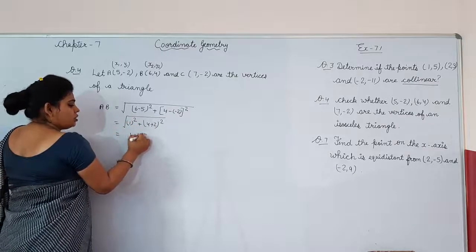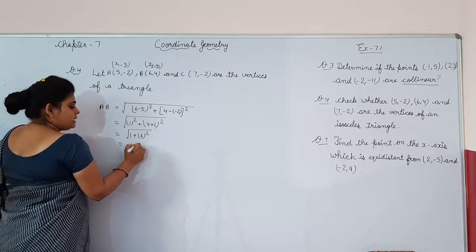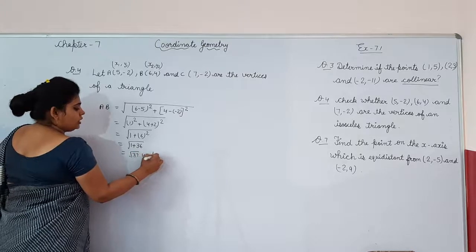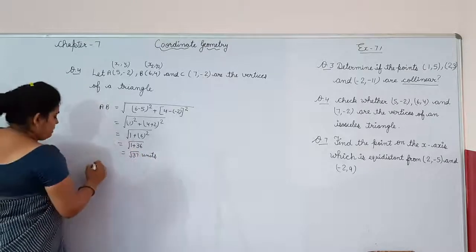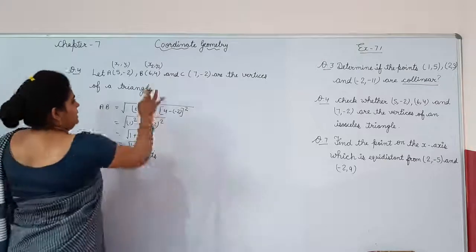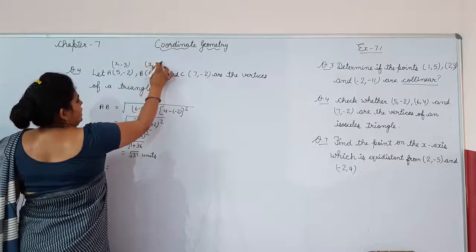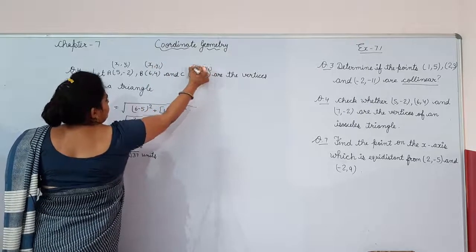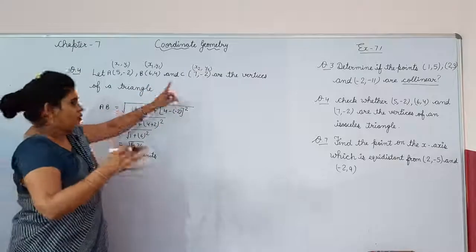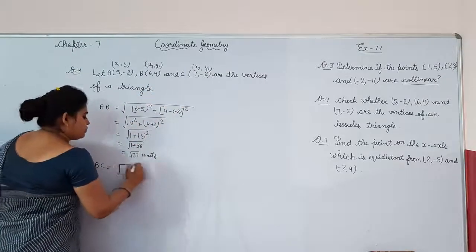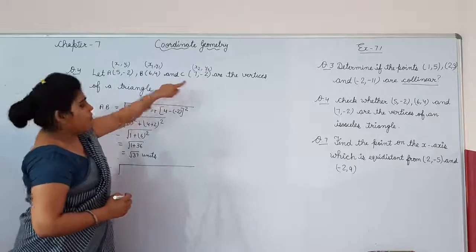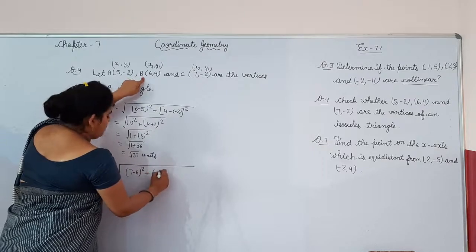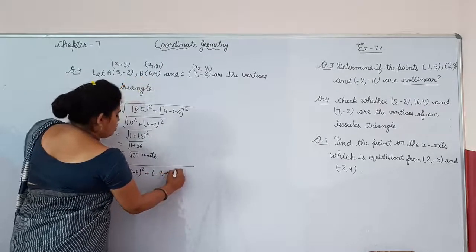1 plus 6 whole square, 1 plus 36, means root of 37 units. Now we will find BC. For BC, let this be x1, y1 and this be x2, y2. You can take any point as x1, y1. Then BC will equal the square root of (7 minus 6) whole square plus (minus 2 minus 4) whole square.